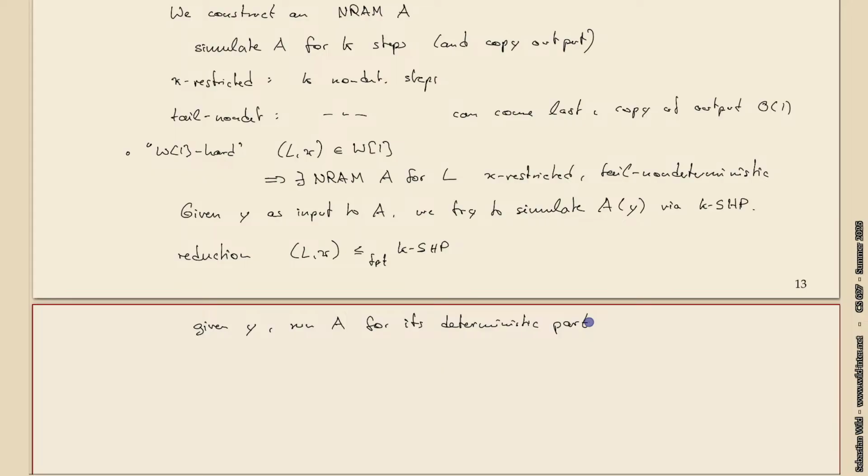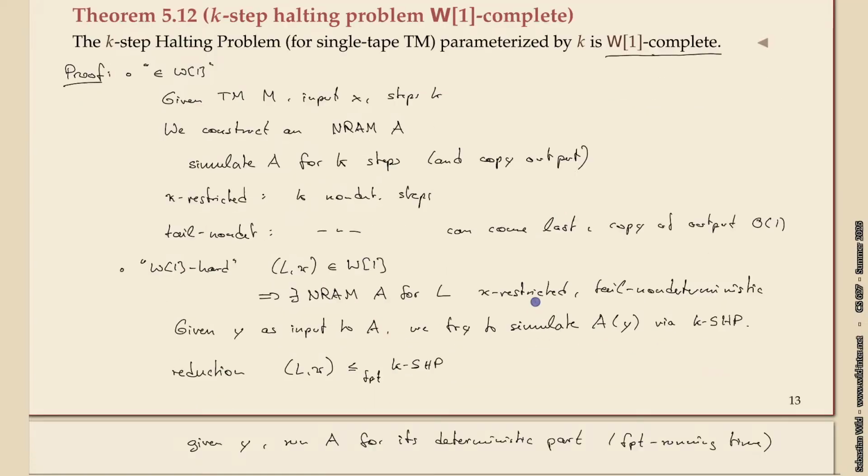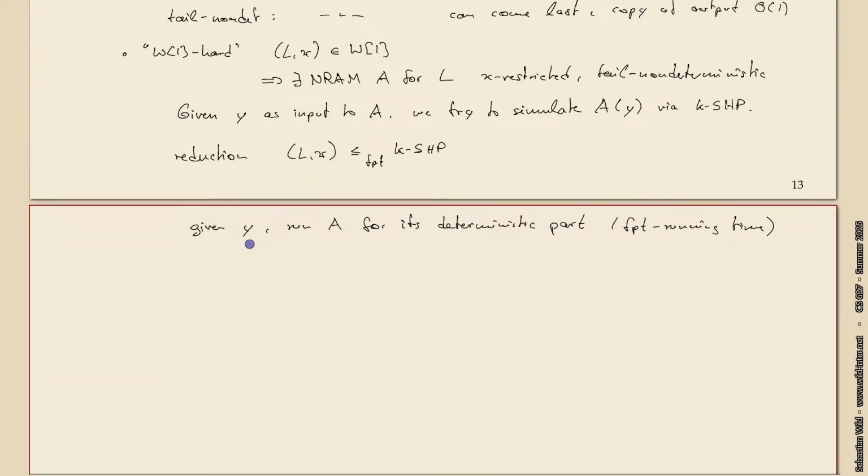The deterministic part can be polynomial in n. No, it can be FPT, but we're doing an FPT reduction. That's fine. So that has FPT running time. But it's deterministic, so there's no choice. It's good enough to run this once at the beginning, and then we take a snapshot of the machine at this point.